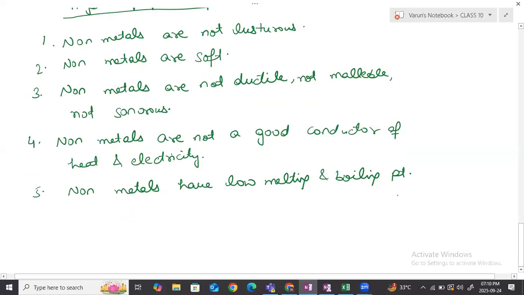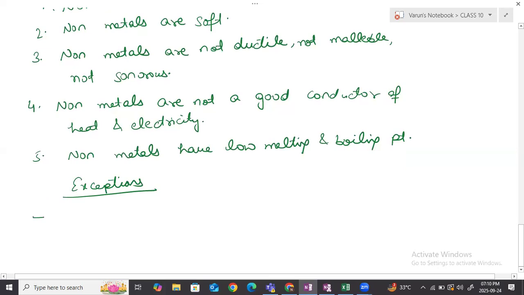Yes. In this chapter, basically, you have to learn the exceptions. These are the general properties, but the questions come from the exceptions part. Non-metals are brittle in nature. Yeah.